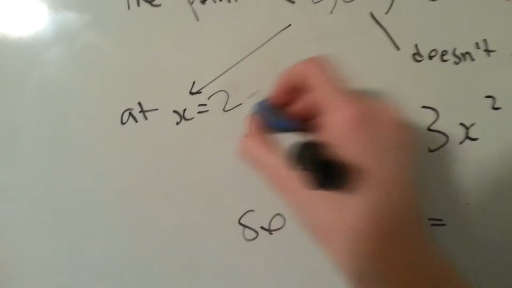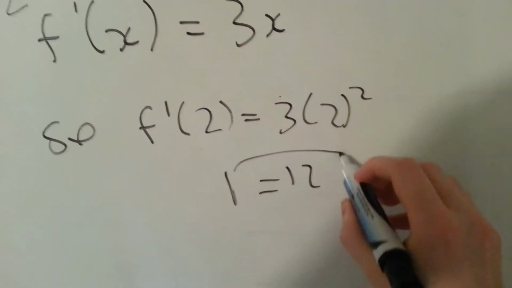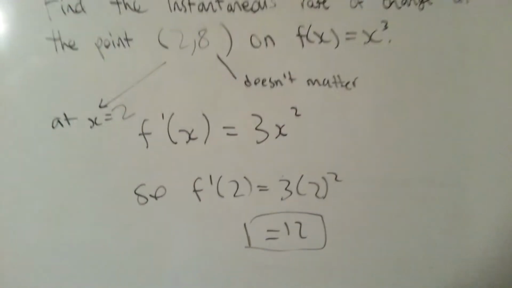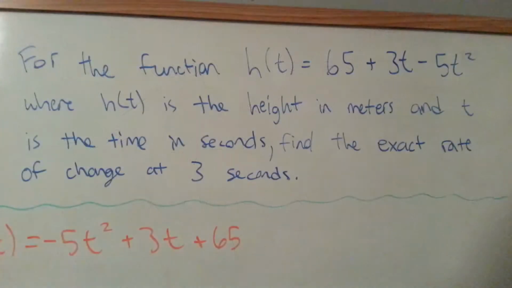a coincidence. You'll get 3 times 2 squared, which is 3 times 4, which is 12. So the instantaneous rate of change at point (2, 8) on the function f of x equals x cubed is 12 units per interval, which is not the same as the y value at that point. So this is finding the derivative of a quadratic function.